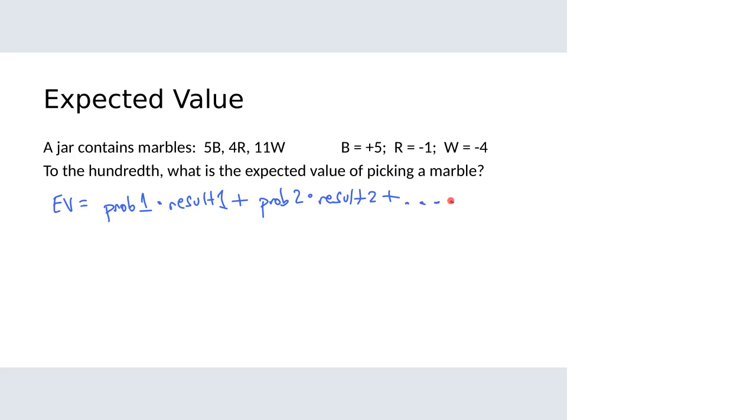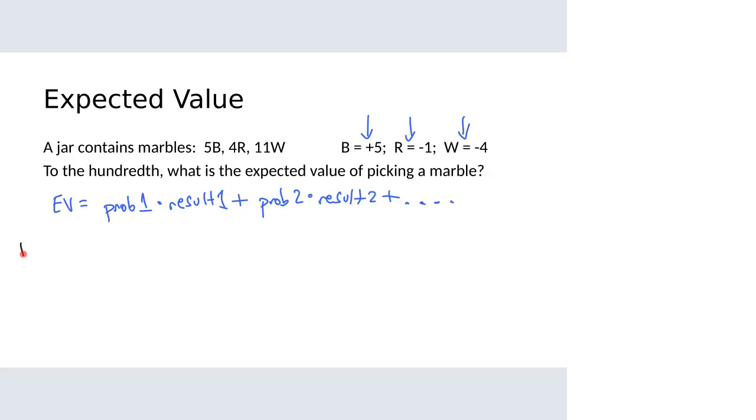In this particular setup, a jar contains 5 blue, 4 red, and 11 white marbles. If you pick a blue one, you win $5. If you pick a red one, you lose $1. If you pick a white one, you lose $4. Rounded to the nearest hundredth, what's the expected value of playing this game and picking out 1 marble?